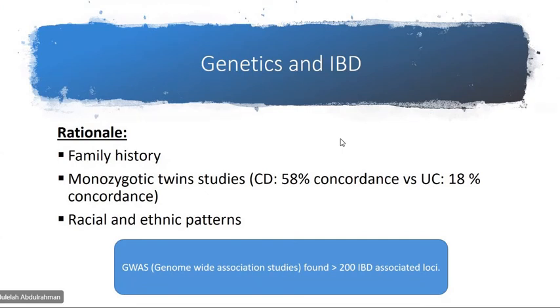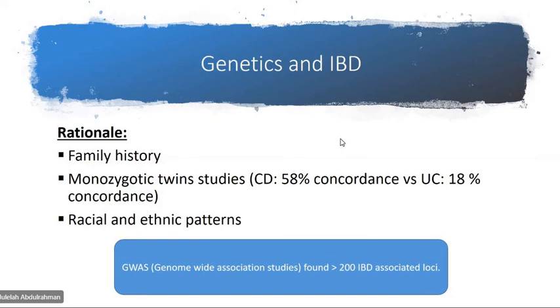So genetics and IBD, why do we think genetics plays a role? The rationale behind this is the presence of family history. We've seen patients with family clusters, two or three family members with the same disease, with IBD or autoimmune diseases. And as well, monozygotic twin studies have shown more concordance in Crohn's disease.